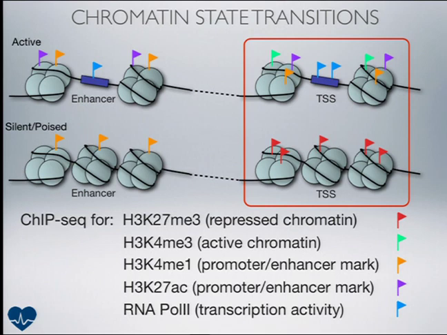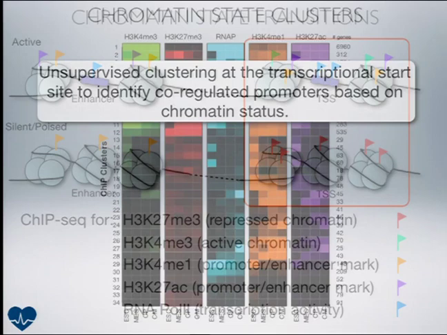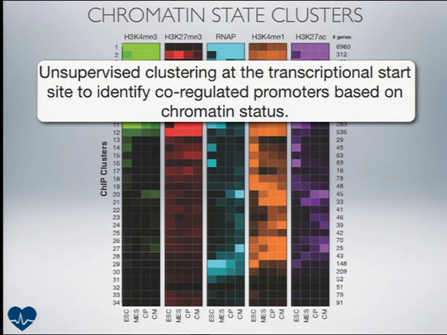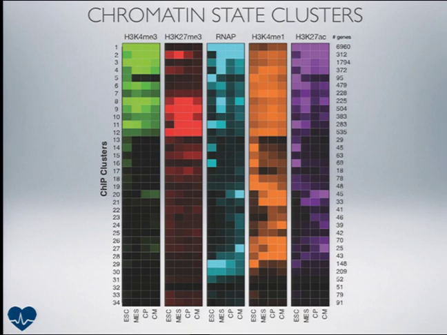So I'm going to show you a heat map of the clustering that we did over the time course looking at these histone epigenetic marks at the transcriptional start site. And so here's unsupervised clustering at the TSS to identify co-regulated promoters solely based on the chromatin status. And so what we're looking at here, I'll walk you through this. I've got a couple of complicated slides, but the message is quite simple. So here we've got five sets of columns for each of the marks that we profiled. And within each of these, there's four columns that are the time course. So from the left to right, embryonic stem cells, mesoderm, cardiac precursors, and cardiac myocytes. And then the intensity of the color is the level of the histone or the chromatin mark that we saw.